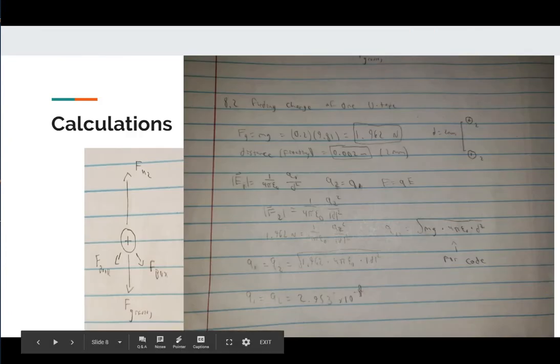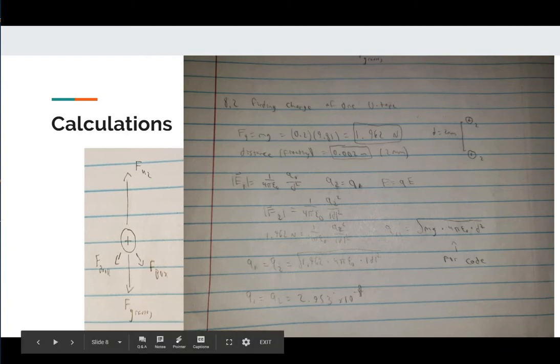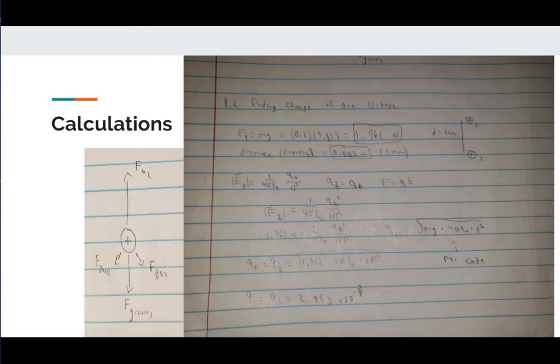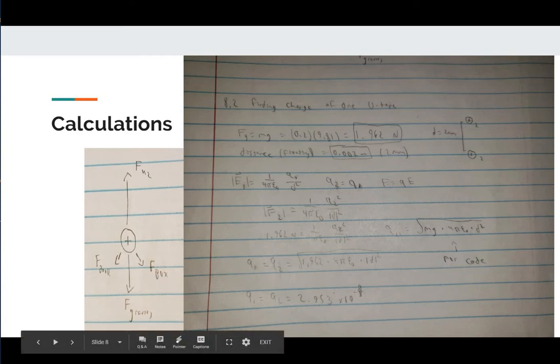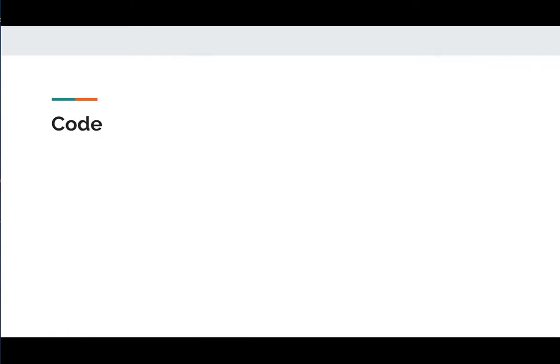Here in my calculations, I ended up getting 1.962 for the gravity force, with a distance of 0.002 meters. And then through my calculations here, I ended up getting 2.953 times 10 to the negative 8 for the charges on both pieces of tape. To the right there, you'll see the equation that I used to find that, and we'll go ahead and revisit that in the code shortly. I apologize for the poor pictures, but moving on.